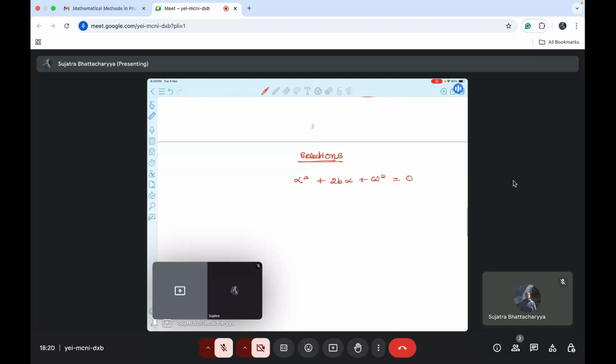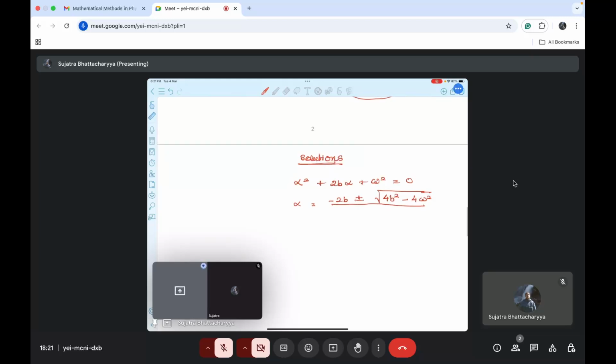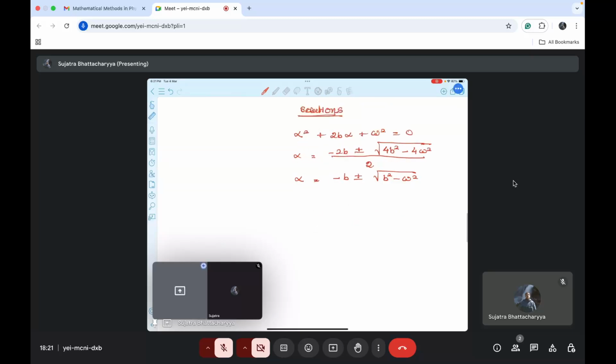And can we factorize this? Yes. Alpha is equal to minus 2b plus minus root over 4b square minus 4 omega square, because a is 1. So this is 1, so it will be 2. So alpha can be further solved: minus b plus minus, this 4 can be taken outside as 2, this 2 will be cancelled. It will be root over b square minus omega square. So this is the final alpha.